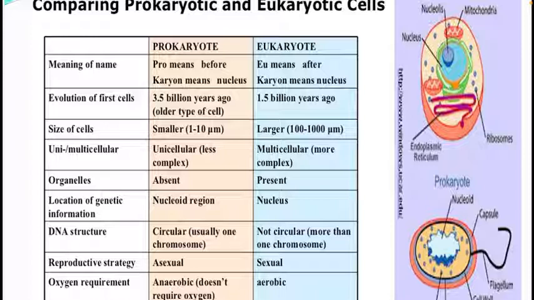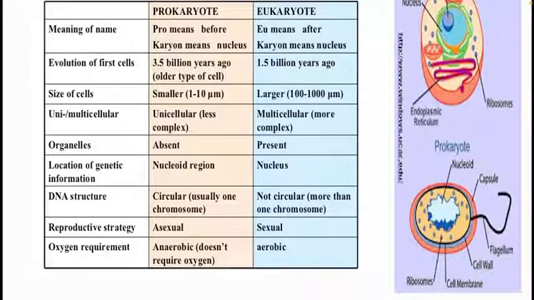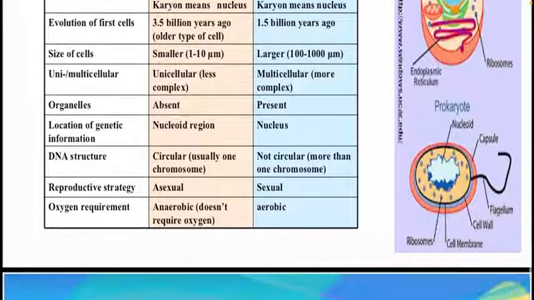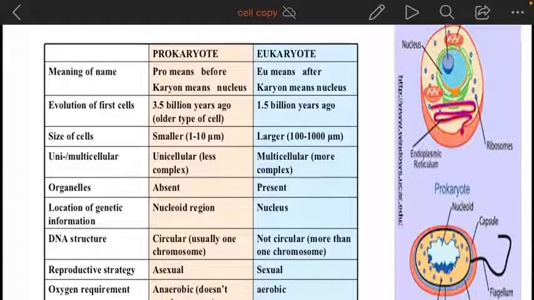Their names I have already discussed. Pro means before and karyon means nucleus, meaning the nucleus which is not well developed. Whereas eu means after and karyon means nucleus which is more developed. Likewise, their size, their number: prokaryotes are generally unicellular, whereas eukaryotes are multicellular. The organelles present or absent, their reproductive strategy, their oxygen requirement, everything is explained in this table.